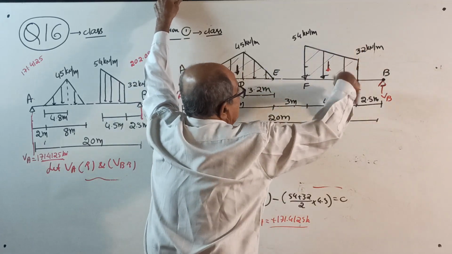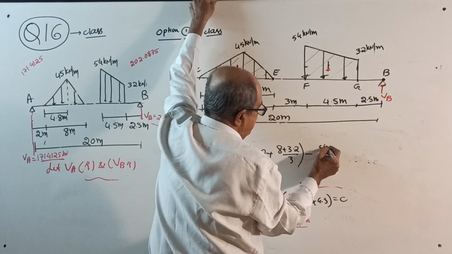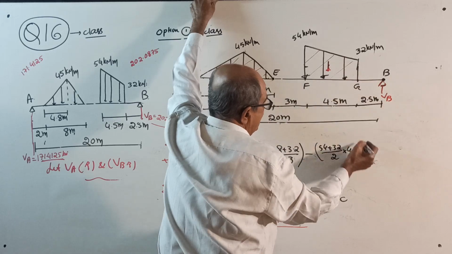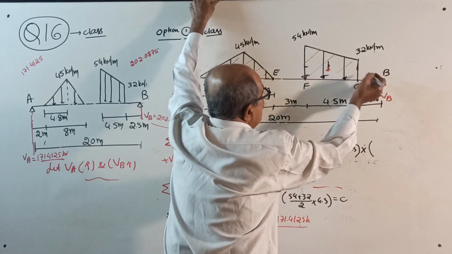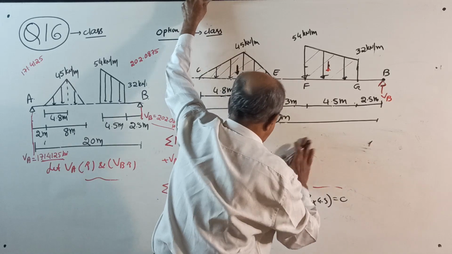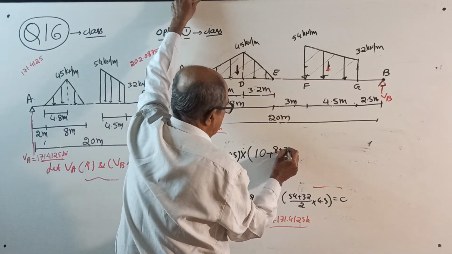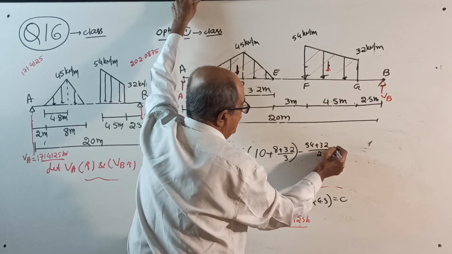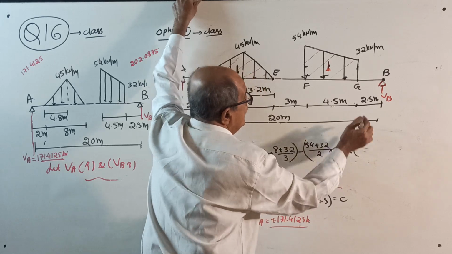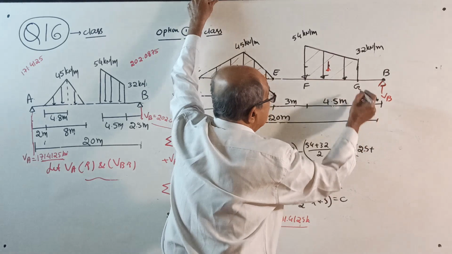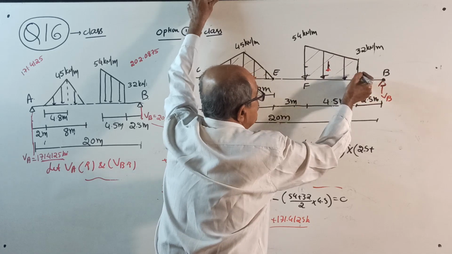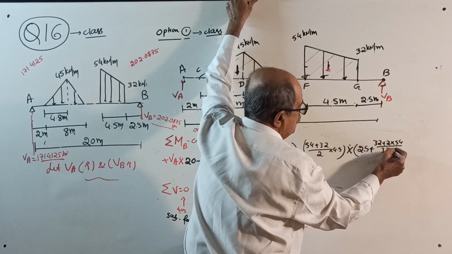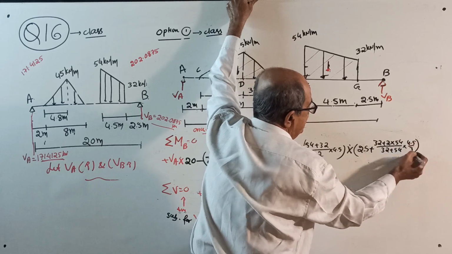Again minus, anticlockwise, moment of this load. 54 plus 32 divided by 2 into 4.5 is the total load, multiplied by moment about B. This total load is 2.5, little space I want. 10 plus, how much is it? 10 plus 8 plus 3.2 divided by 3, okay, minus 54 plus 32 divided by 2 into 4.5 is the total load, multiplied by moment about B, 2.5 plus, see, moment about this point, so up to here 2.5 plus this distance from here, 32 plus twice of 54 divided by 32 plus 54 into 4.5 divided by 3, equal to 0.